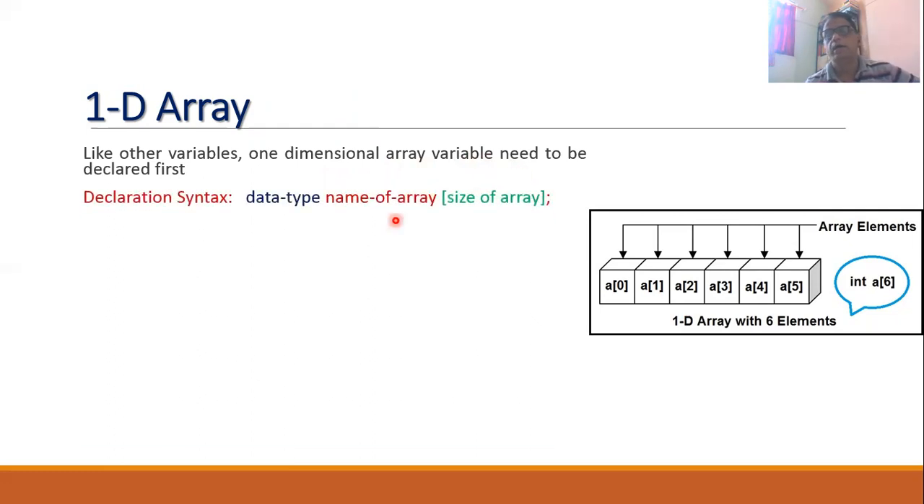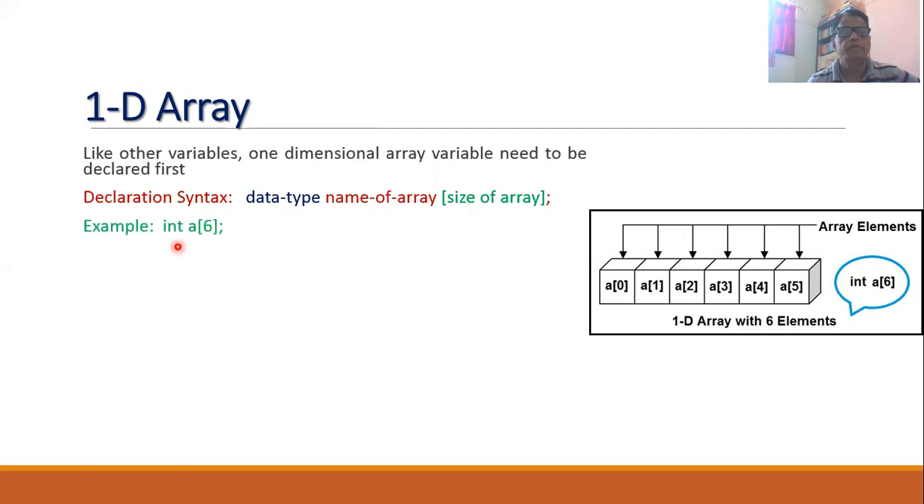Now, how to declare a one-dimensional array? The syntax for the declaration is like this. Initially, you have to write down the data type of the array, meaning what type of elements are there in the array. Then you have to write down the name of the array, because every array will have a name, and that can be any valid variable name. And then in the square brackets, you need to mention the size of the array. The size of the array can be any positive number.